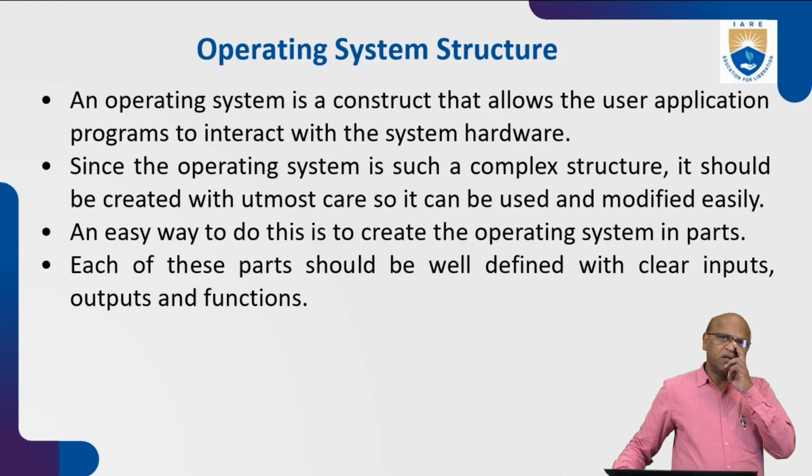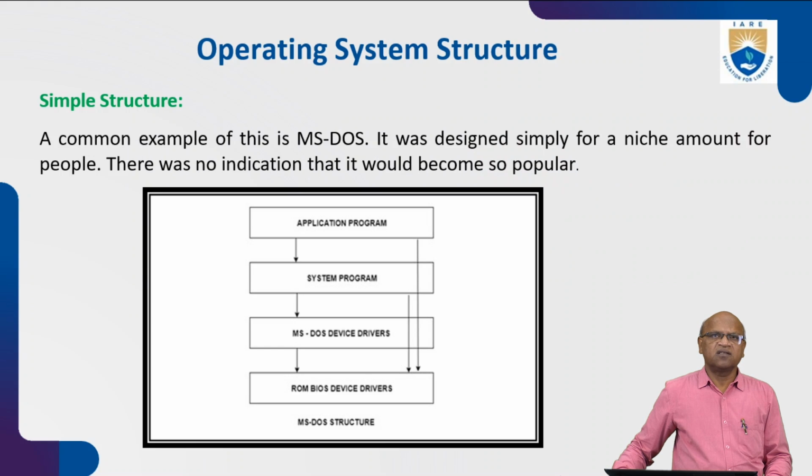So the operating system is a construct that allows the user application programs to interact with the system hardware. Since the operating system is such a complex structure, it should be created with the utmost care so it can be modified easily. An easy way to do this is to create the operating system in parts. Each of these parts should be well defined with clear input-output functions. So this is the operating system structure.